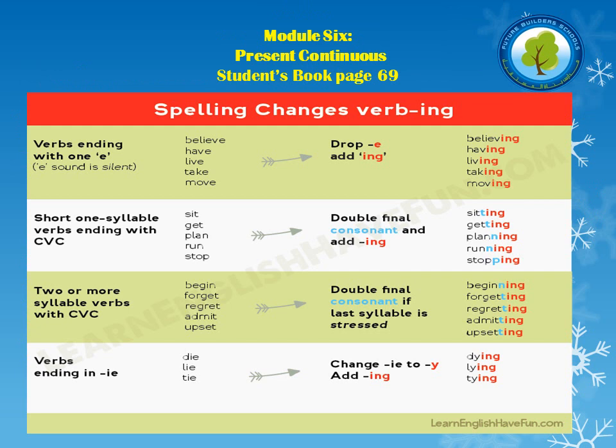Now here are some spelling rules for adding ing to the verb. Rule number 1, verbs ending in E. We drop the E, then we add ing. Meaning الأفعال التي تنتهي بحرف الإي وحرف الإي silent, حرف صامت. For example, believe, have, live, take, move. All these verbs end in E. جميع هذه الأفعال تنتهي بحرف الإي.